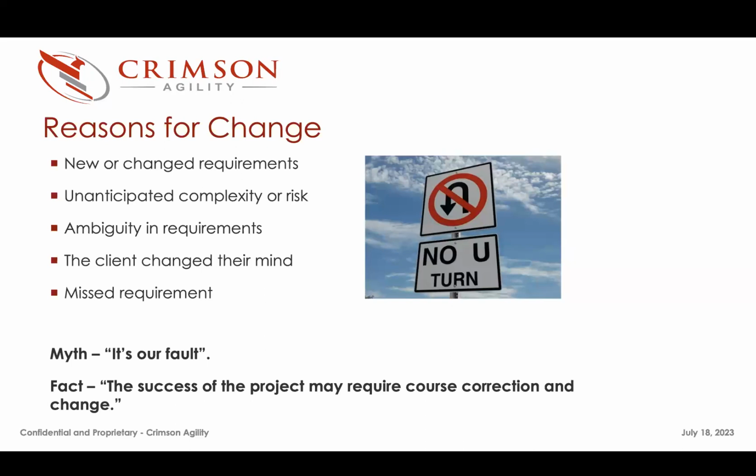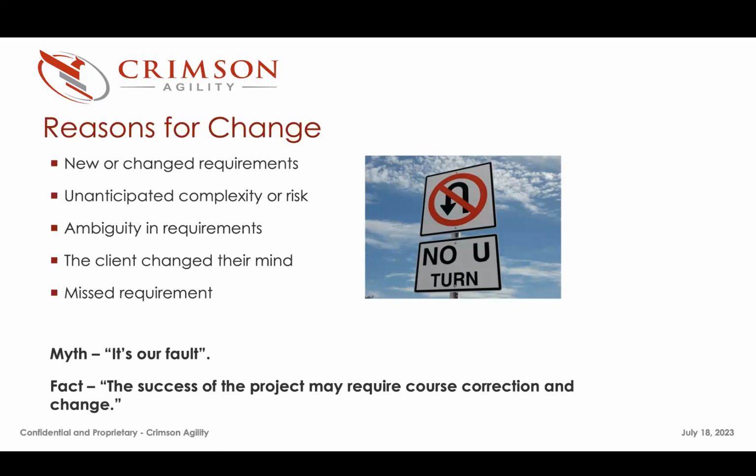I think every one of you can think of a project where product data resulted in some unanticipated complexity, something that we didn't count on, something that was not baked into our process or our methodology. Ambiguity in requirements.